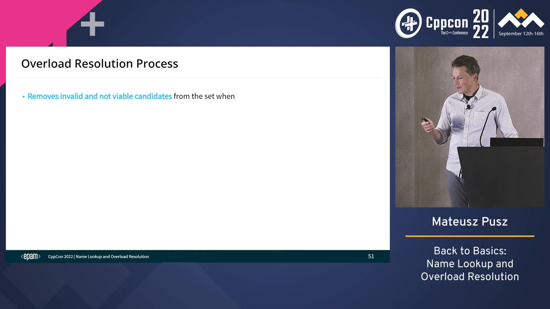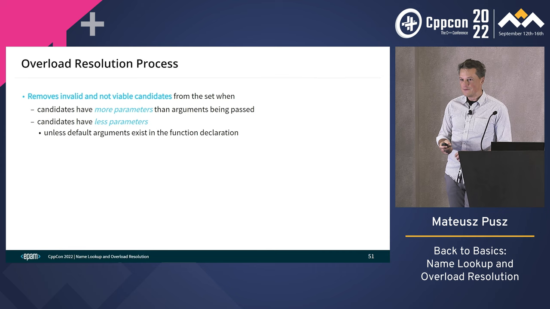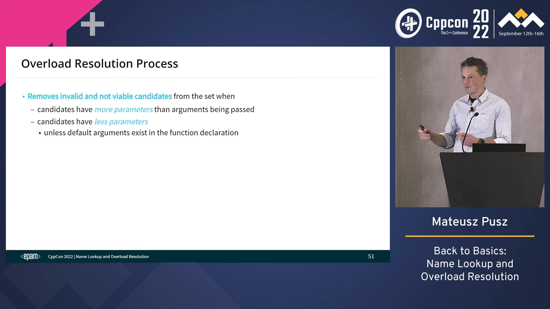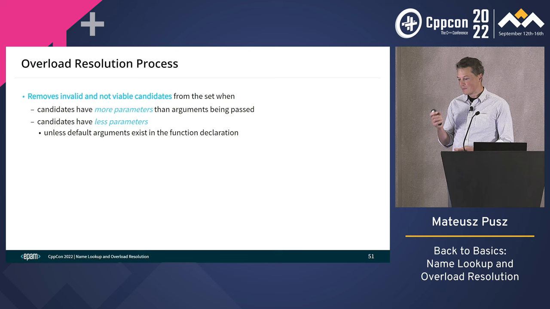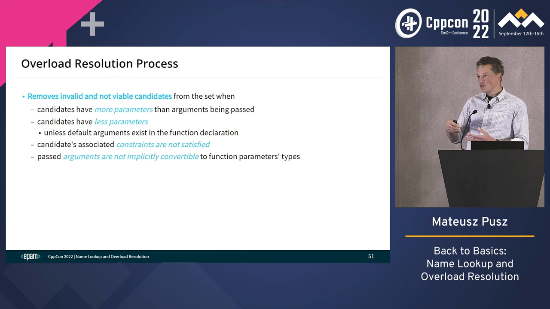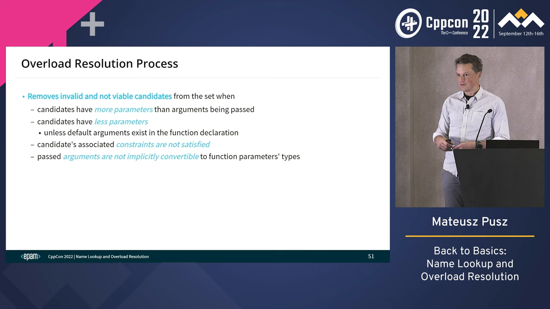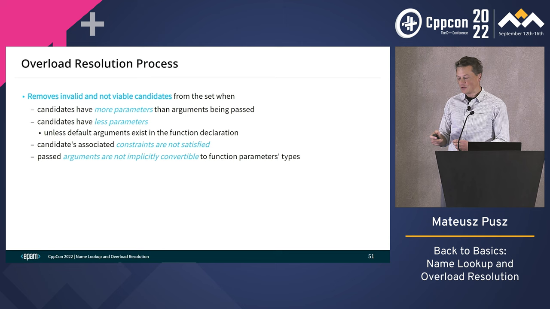It removes invalid and non-viable candidates from the set. Non-viable candidates are those with more parameters in a function than the call provides, which obviously cannot be valid. If it has fewer parameters and there are no defaulted arguments, then of course it cannot be a viable solution for this call. If something is constrained and the constraints are not satisfied, again, it cannot be a valid solution. Or the arguments are not implicitly convertible to the types expected by the function. In this case also, this is not a valid thing, right? You pass a string and the function takes an integer. Doesn't work, right?